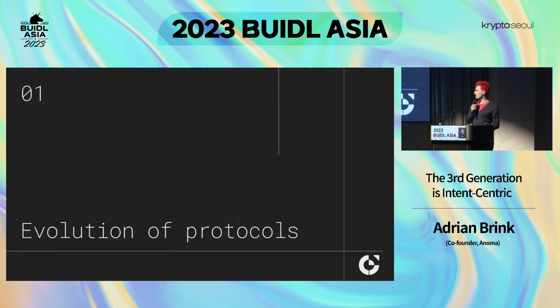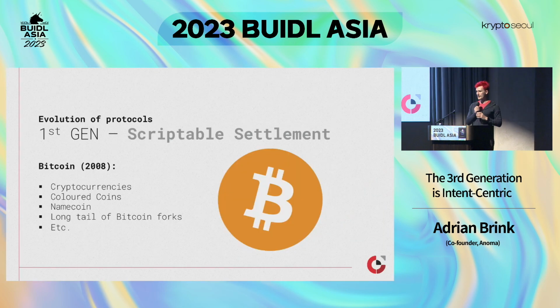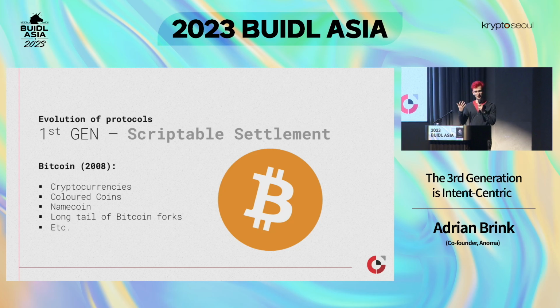To start with, I'd like to go through a quick evolution of the protocol, how we got to today's state. And this starts with scriptable settlement, or generation 1. This was all started with Bitcoin in 2008. Scriptable settlement platforms make for really good base layers for cryptocurrencies, something that tries to be digital gold, like Bitcoin. But they're limited, though not completely impossible to build things on either. You can build things like colored coins, you can build things like Namecoin, and of course you also have the long tail of Bitcoin-like forks. In this category of chains, you have things like Zcash, Monero, Dash, Litecoin, and the many evolutions of scriptable settlement platforms that came prior to Ethereum.